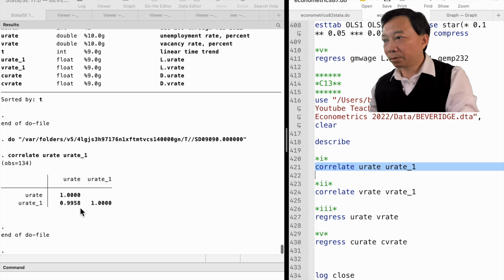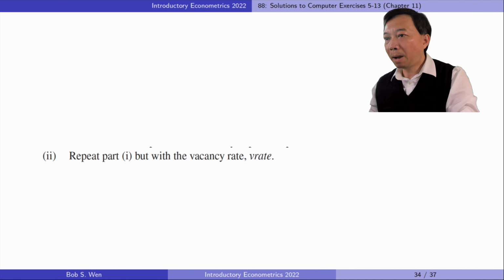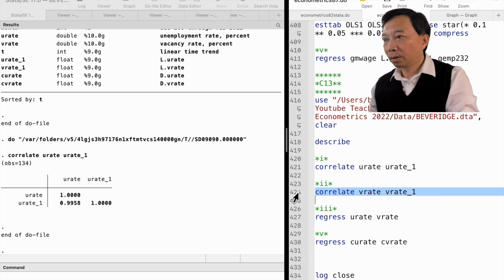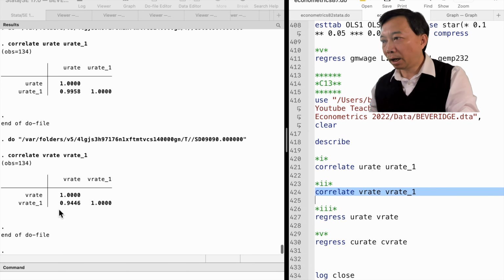The correlation is 0.9958, suggesting a unit root process. In Part 2, repeat Part 1 but with the vacancy rate. The correlation is 0.9446. It also suggests the variable follows a unit root process.